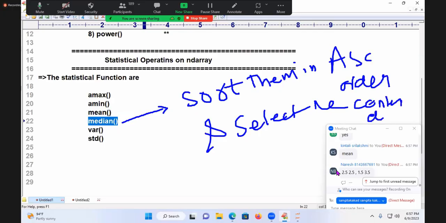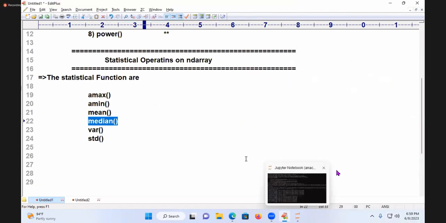In that, two situations are going to come. When I sort the elements in ascending order, if the number of sorted elements is odd, then the center element will come with 4 on one side, 4 on the other side. If you take 9 elements, the fifth one will become the middle. That is called median. If the sorted elements are even, the middle 2 elements will be added and divided by 2. That is called median. That is the statistics part.